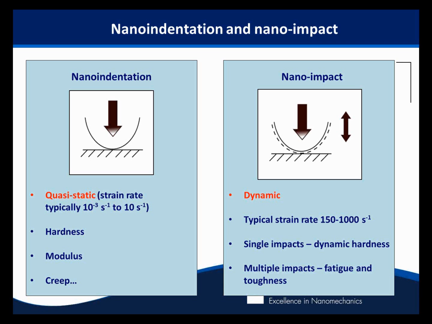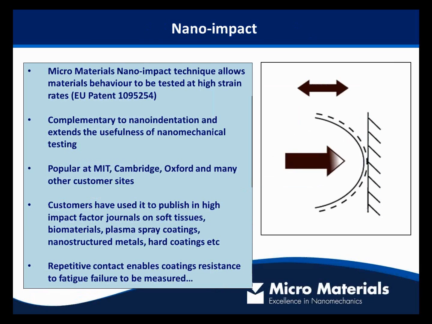We patented this technique a few years ago, and it's very complementary to the normal nano-indentation test. It's a different module in the NanoTest, and it's becoming increasingly popular at a range of different customer sites, particularly across Europe and in North America, and customers are publishing widely with it now. The repetitive contact and the speed that this technique gives you allows you to look at coating fracture resistance in a way that you just can't access this information with nano-indentation testing.